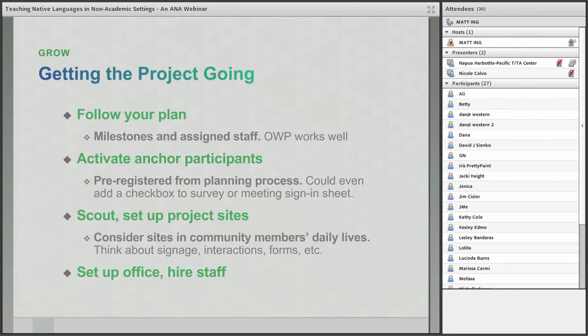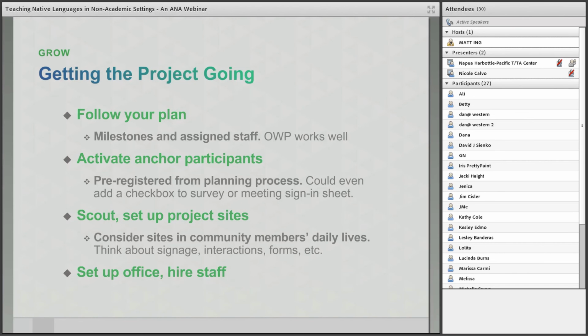So you activate these anchor participants by pre-registering from the planning process, and you could add a checkbox to your survey or your meeting sign-up sheet so that you know that you can count on them for their participation in the project. And scout and set up project sites.